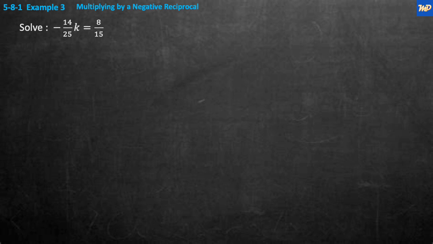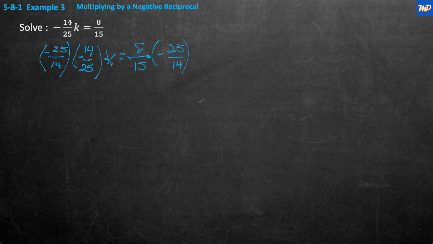So what we're going to do is multiply both sides, and there may be some factoring that we can do to make this a little simpler. But let's see. So we're going to multiply by negative 25/14. I'll put parentheses around that. Times negative 14/25 times K, and that is equal to 8/15 times negative 25/14. I'll put the parentheses.